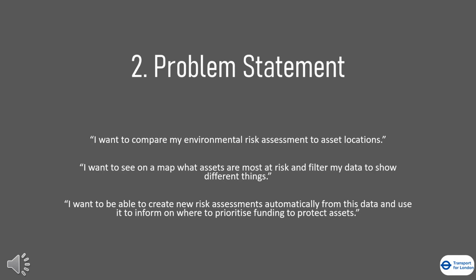The problem statement, as described on the challenge document, is as follows. I want to compare my environmental risk assessment to asset locations. I want to see on a map what assets are most at risk and filter my data to show different things. I want to be able to create new risk assessments automatically from this data and use it to inform on where to prioritise funding to protect assets.